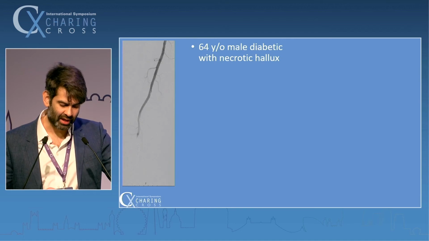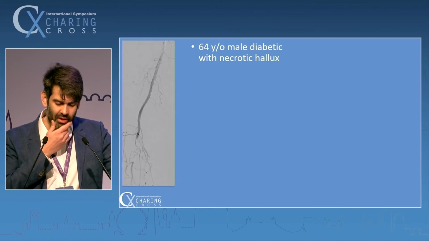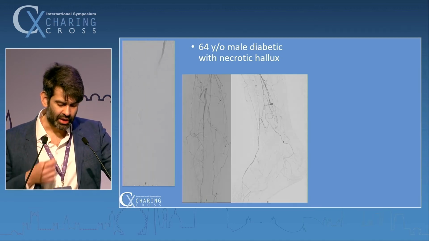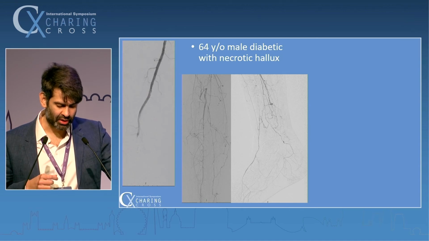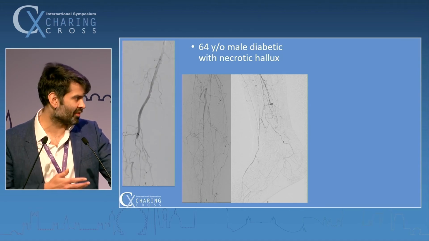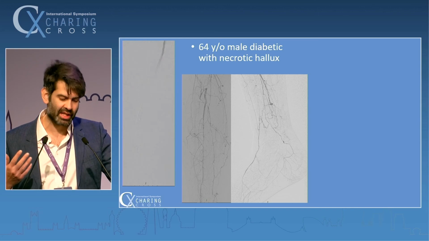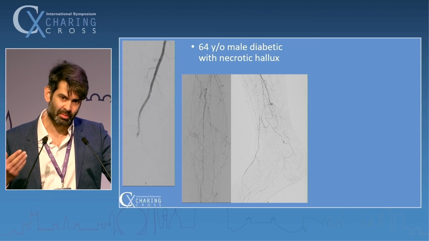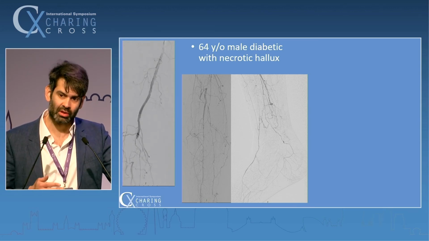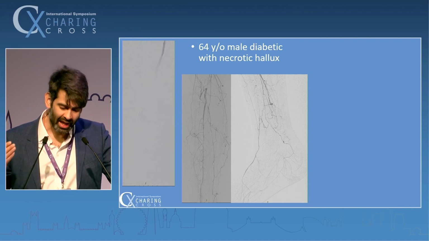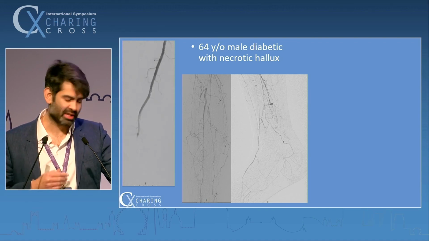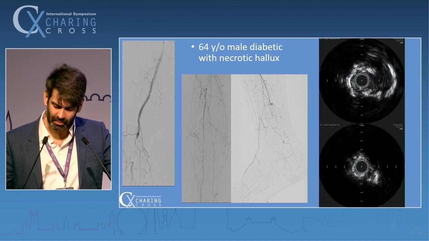I'll leave you with one final case. This is a 64-year-old male, diabetic with a necrotic hallux. You can see this focal occlusion in the popliteal artery, as we were talking about before. This is what we call a no-stent zone. I particularly don't want to stent the popliteal artery in a 64-year-old guy who's essentially otherwise healthy, active. I know if I put a stent there, it's going to occlude quickly. You can see the IVUS image, a tightly calcified stenosis.